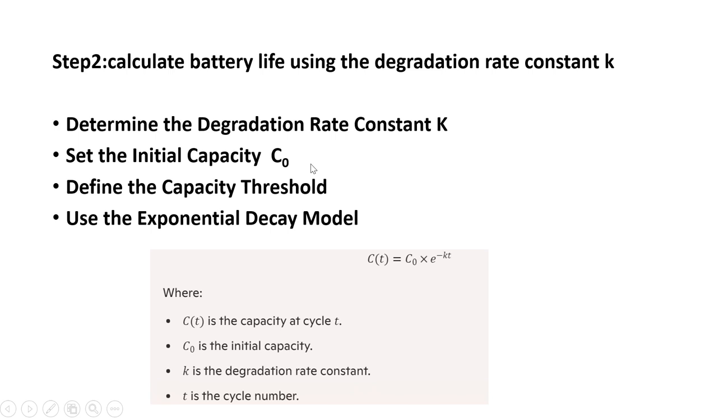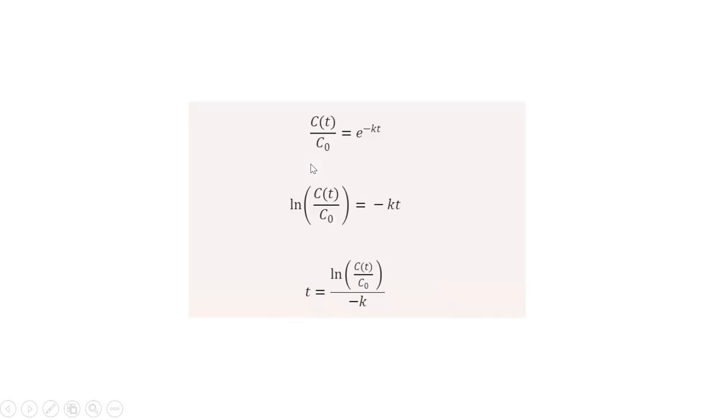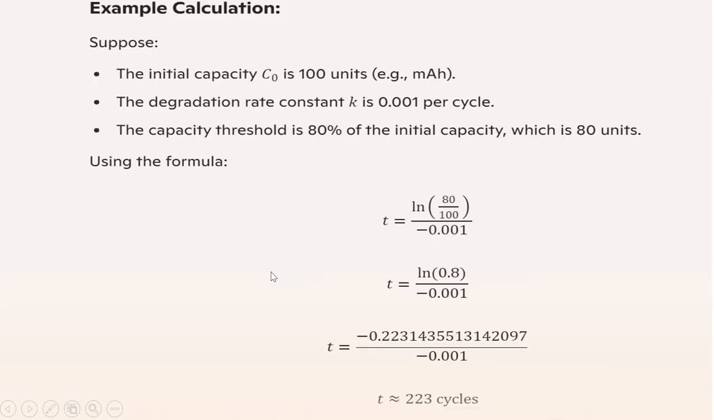Rearranging, we get C of t upon C naught equal to e raised to minus kt. By taking the logarithm on both sides, we get log of C of t upon C naught equal to minus kt. And by dividing by minus k on both sides, we get t equal to log of C of t upon C naught divided by minus k. This equation gives us the battery life. Let's see one example.